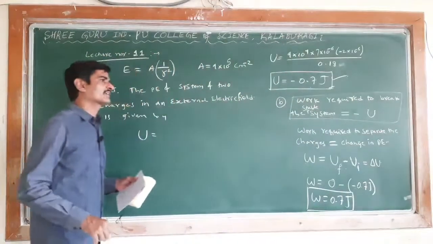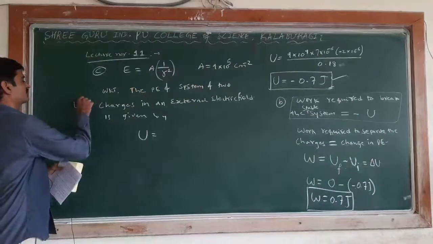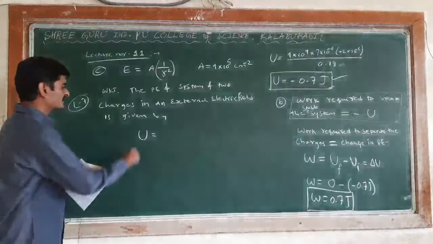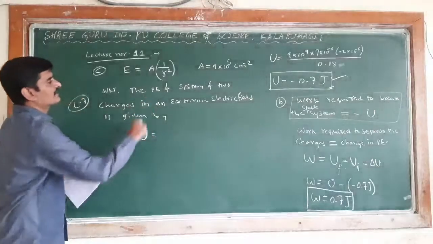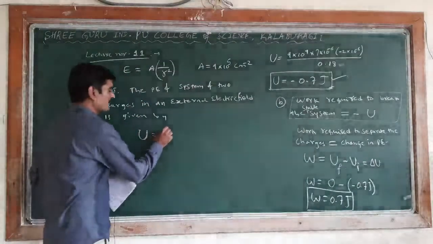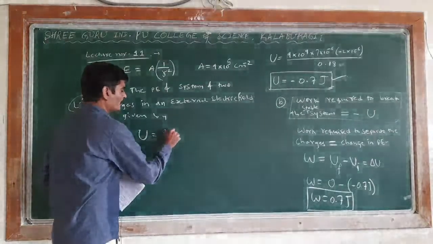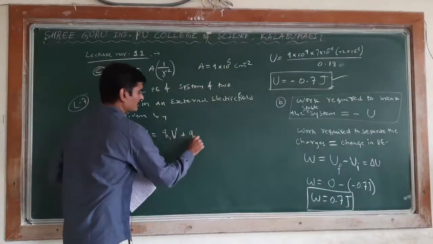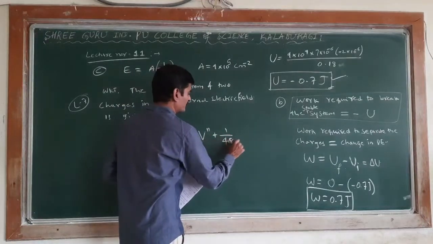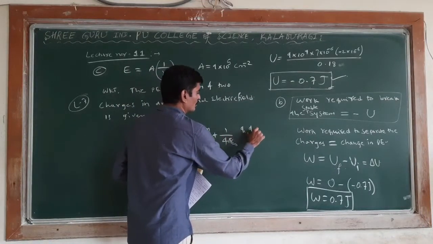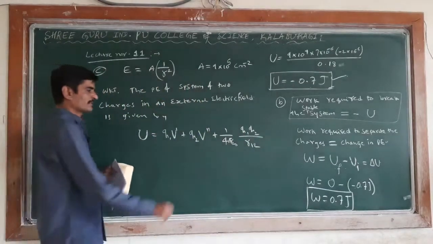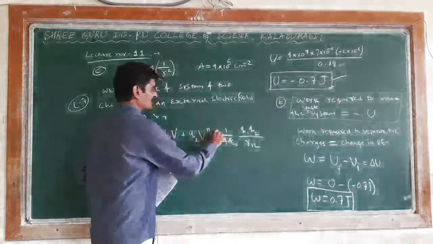We have studied this, I think in lecture number 7. It may be in lecture number 7. Okay, check it out. The electrostatic potential energy of a system of two charges in an external electric field is given by Q1 into V dash plus Q2 into V double dash plus 1 by 4 pi epsilon naught Q1 Q2 divided by R12. This is how we have determined the formula. We have determined this formula directly.